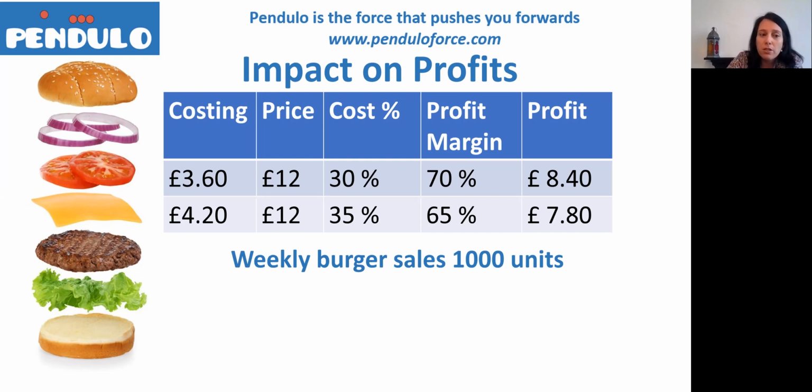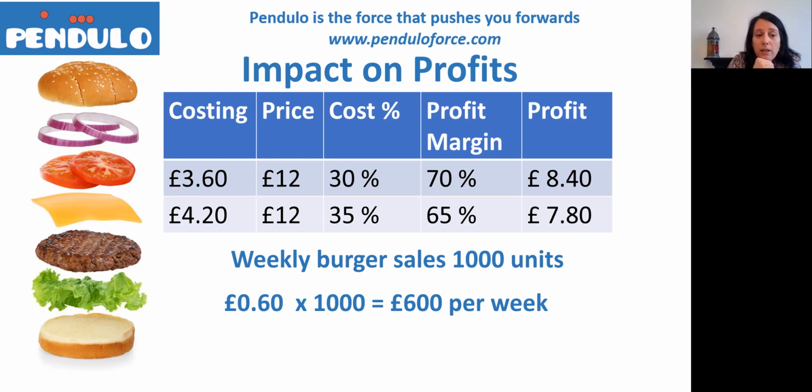If we sell 1,000 burgers a week, and we lose 60 pence per burger, we multiply by 1,000, and that would be £600 per week. But if we multiply by 52 weeks that we would sell in a year, that would be £31,200. That would be your profit, money you would have in your account at the end of the year if you have a good control of your cost of goods. And you could lose it. You could lose it if you don't. That's why having good control in place is very important, not only for your profits, but also for your cash flow.